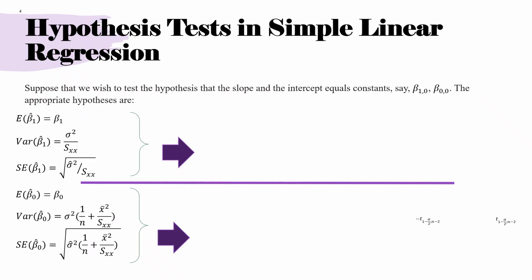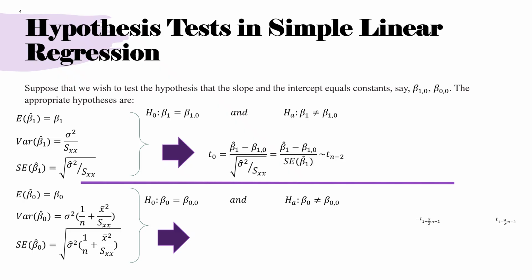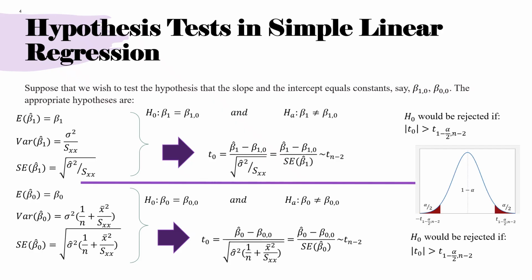For each coefficient, we set up a pair of hypotheses. The null hypothesis states that the true coefficient equals the hypothesized value, while the alternative hypothesis states that the true coefficient is different from that value. To carry out the test, we compute a t-statistic by comparing the estimated coefficient to its hypothesized value and scaling by its standard error. Under the assumptions of a linear regression model, this test statistic follows a t-distribution with n-2 degrees of freedom in simple linear regression.